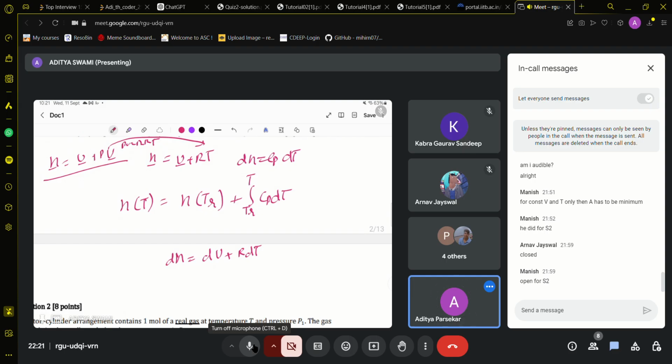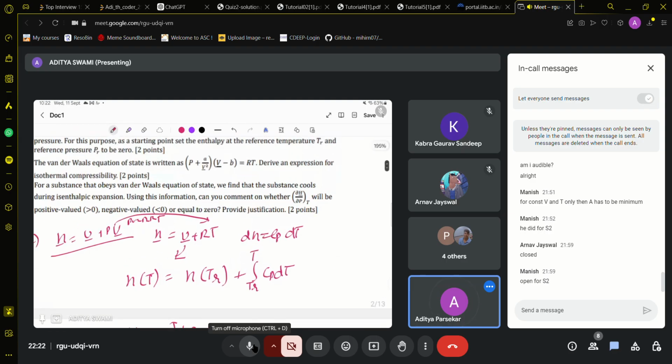and then just to move forward from there, you just substitute this expression for H from here. So you get U is the integral of Cp dT from T reference to T minus RT. It feels fairly straightforward here. It's a bit of an odd question actually. So let's just move forward.